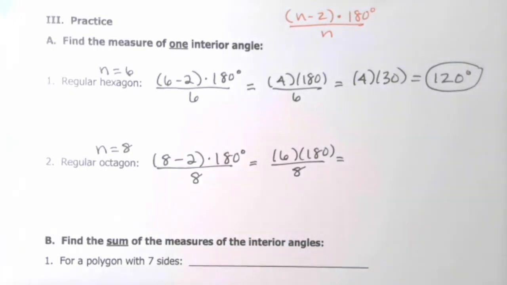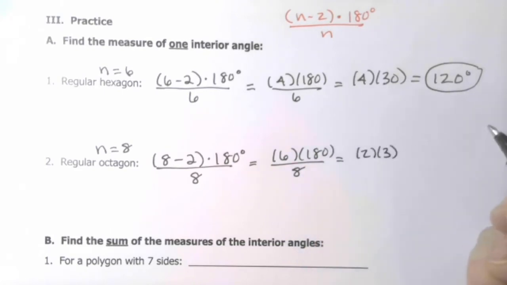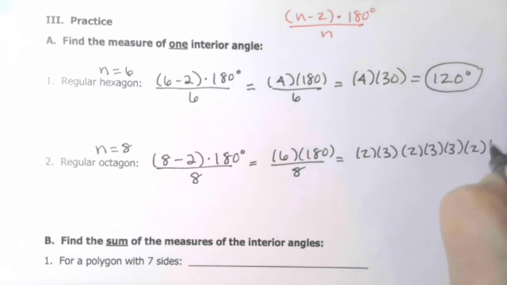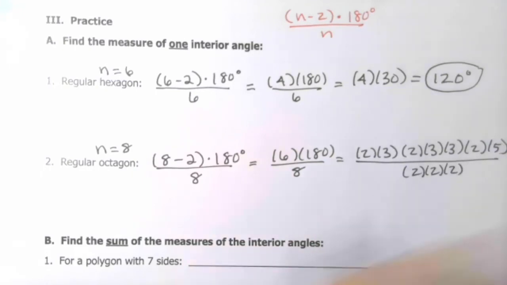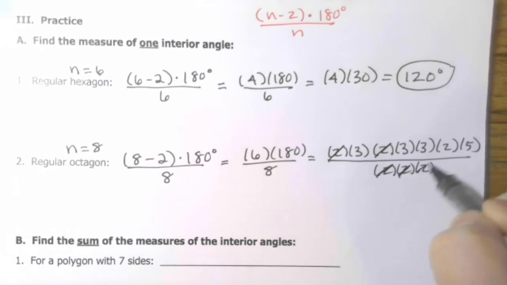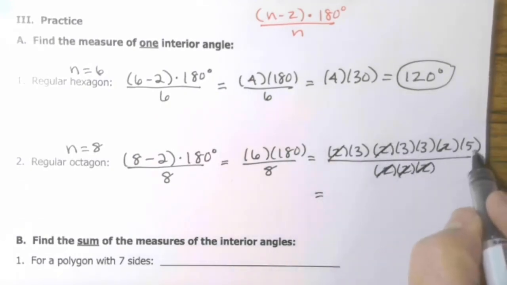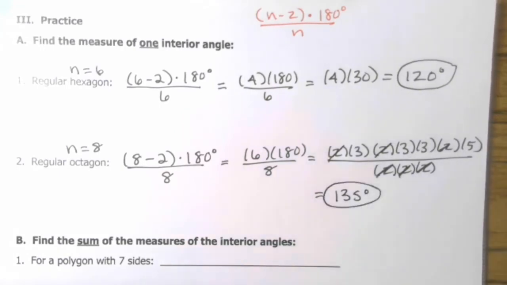And you can reduce this however you want. I'm just going to factor it. 6 is 2 times 3. 180 is 18 times 10. So 2 times 3 times 3 for the 18, 2 times 5 for the 10, all over 8, which is 2 times 2 times 2. You can divide out your 2's, and you're left with 3 times 3 times 3 times 5, so 27 times 5, which is 135 degrees. I hope you got that one right.